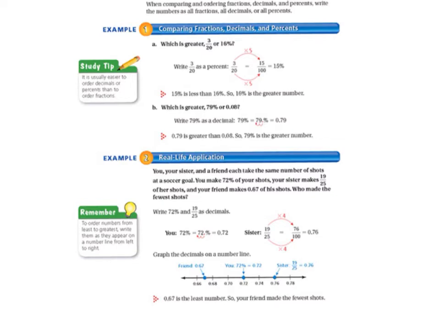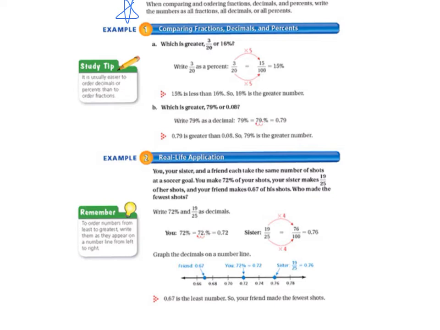At the top of the page it says, when comparing and ordering fractions, decimals, and percents, write the numbers as all fractions, all decimals, or all percents. That's really important because it helps us to see what they are, and that way we can compare them all together. Example 1, comparing fractions, decimals, and percents.